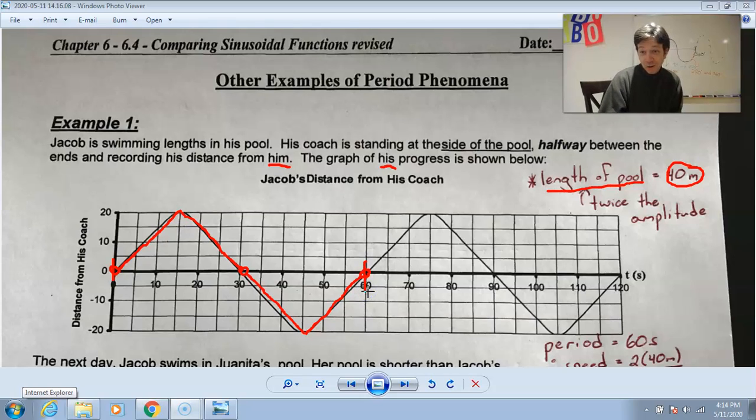Now, if you want, you can go one step further and look at the speed. Speed is just distance over time. If you travel 2 full pool lengths, which is 40 meters, twice that is 80 meters in 60 seconds. So 80 meters divided by 60 seconds, which I wrote down here, which I can't see.